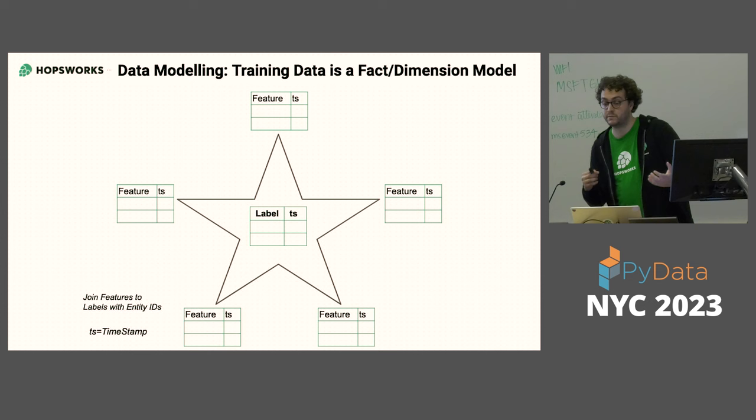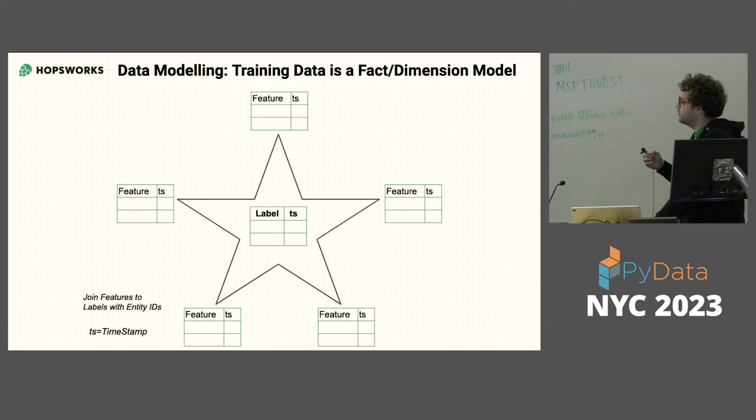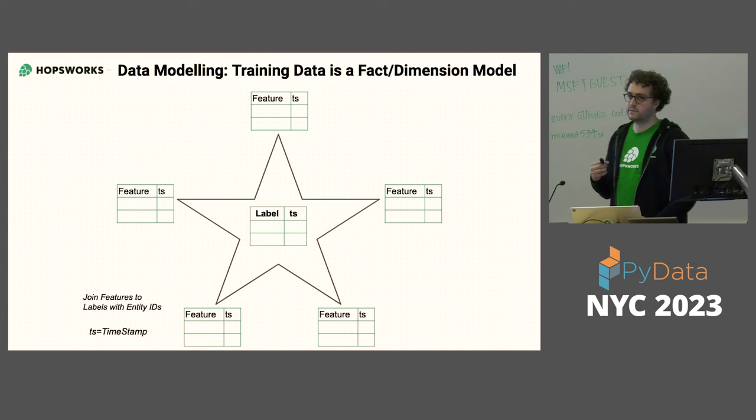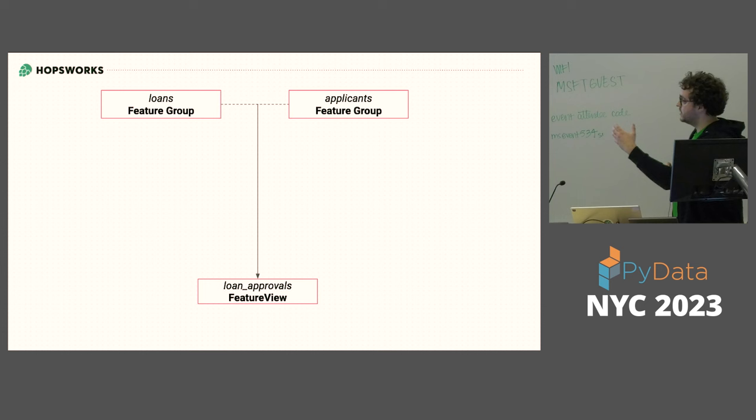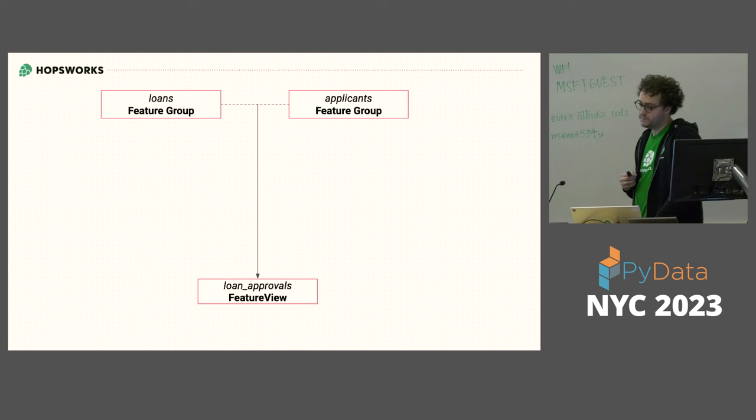It can be much more than two. The important aspect is that one of those feature groups is what we call a label feature group. That's where the label comes from for my prediction problem. And then we attach to the label all the features that we want to include in my training data set.